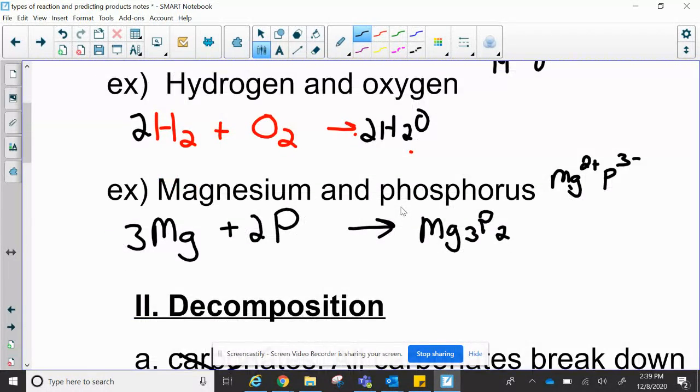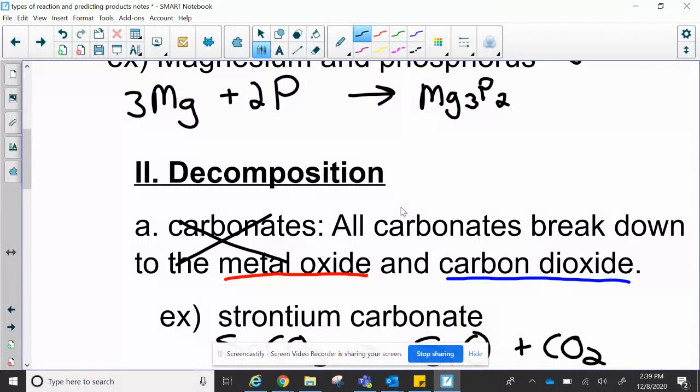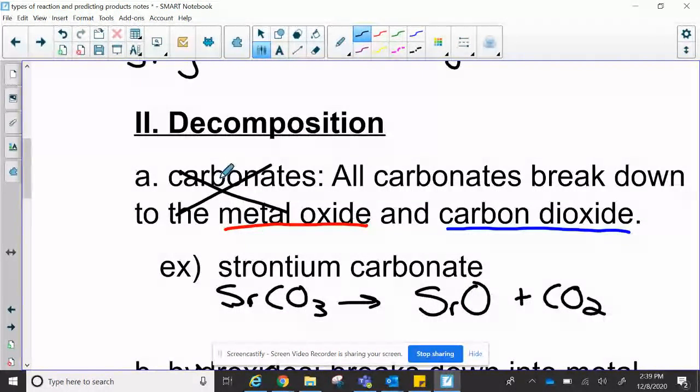All right, for decomposition reactions, you start with only one reactant. Now, I didn't teach all this year, I didn't make you guys remember how this works with carbonates and so on and so forth. I'm just going to show you an example here. You don't even need to write this one down. I just want to make sure you've seen it so you know that it's not always going to break down just into two simple elements.